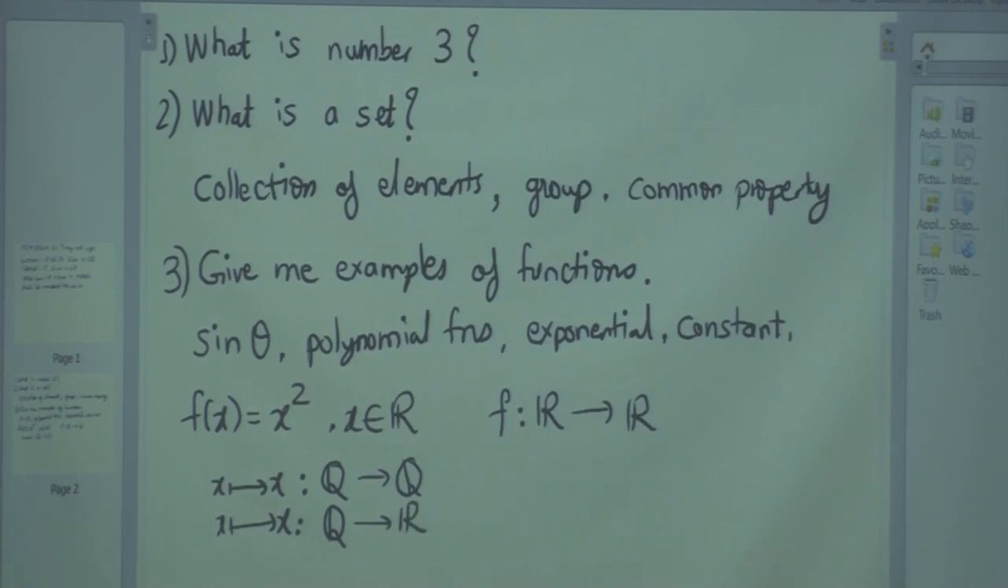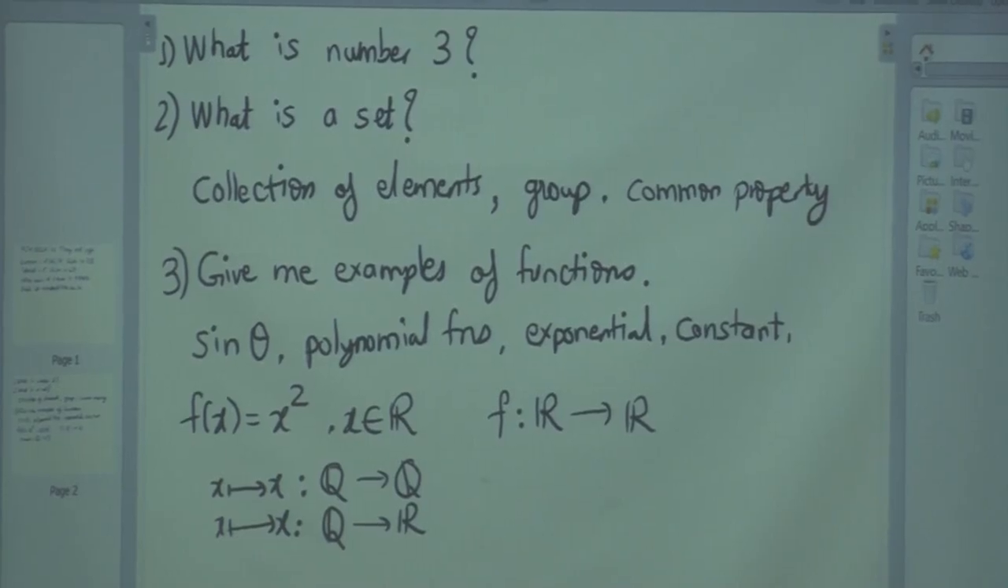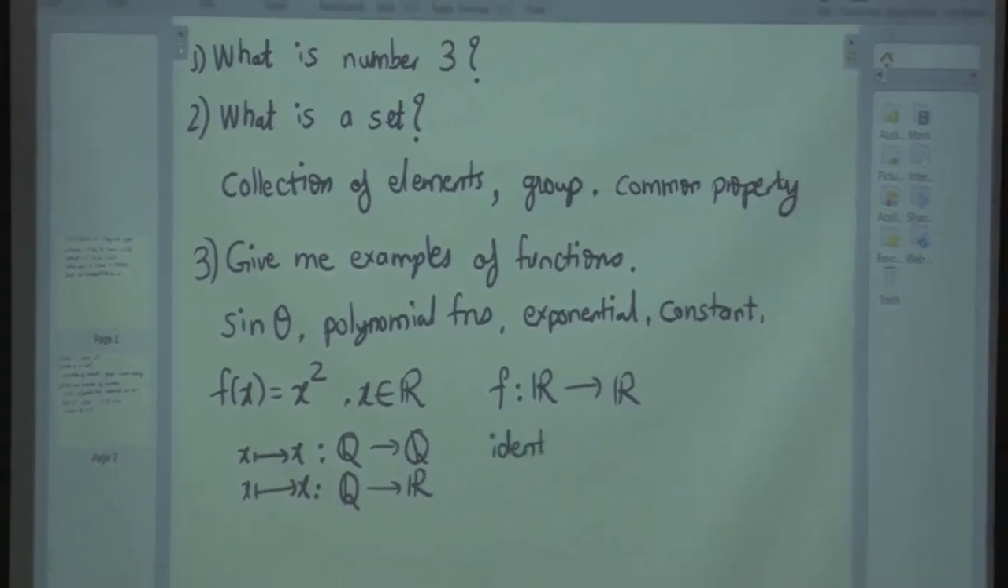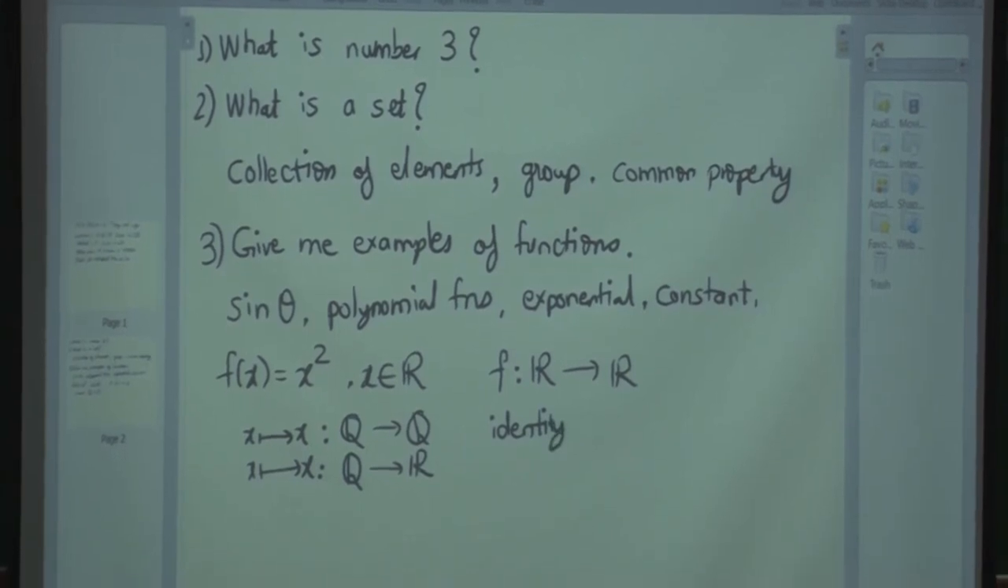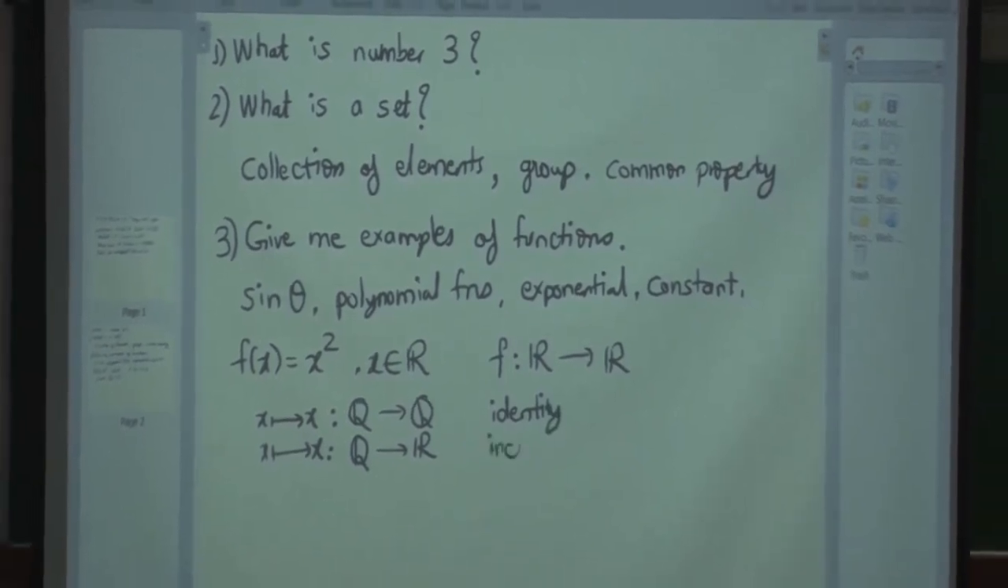What do you call the first type of function? This type of function, what do you call it? Identity function. And is the second function also an identity function? Yes, it is. No. Identity means it has to be defined on the same set. So same domain, same codomain, and the element goes to itself. So this is actually an identity function, but we want to differentiate it from the inclusion function.